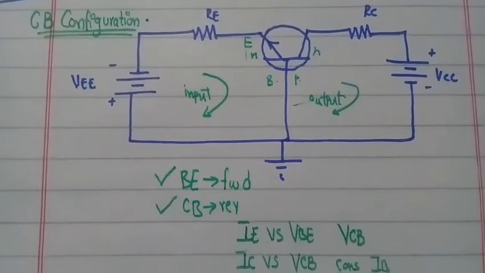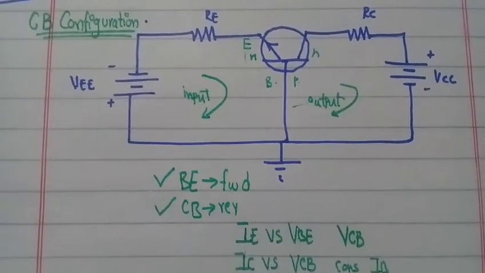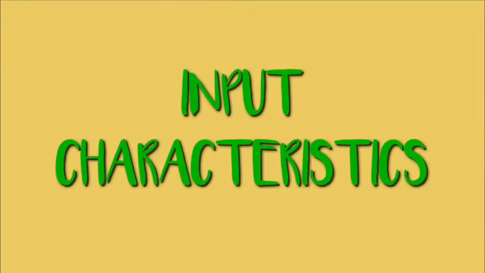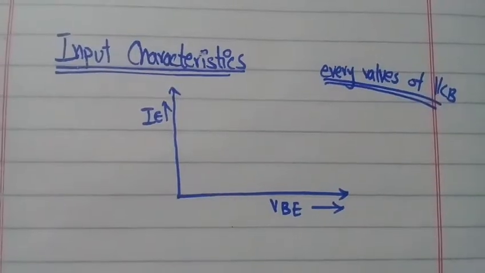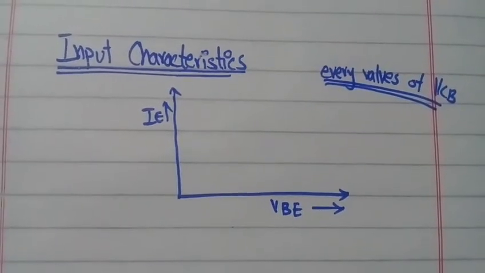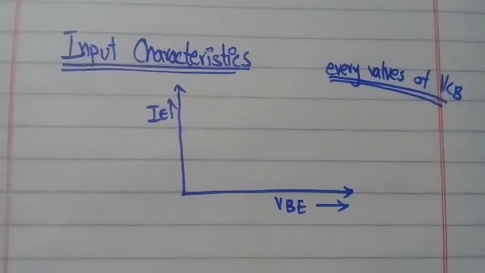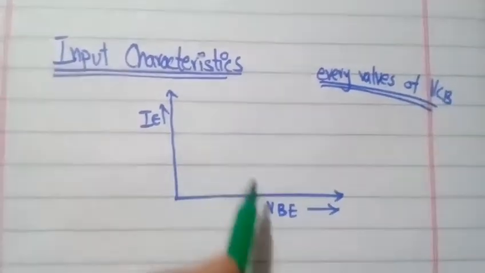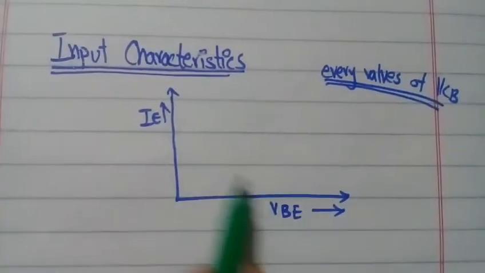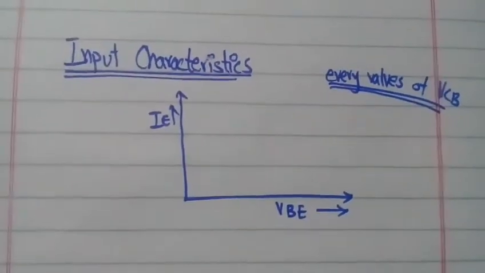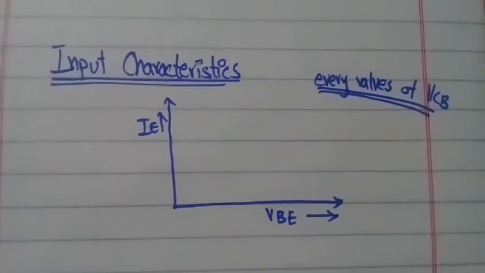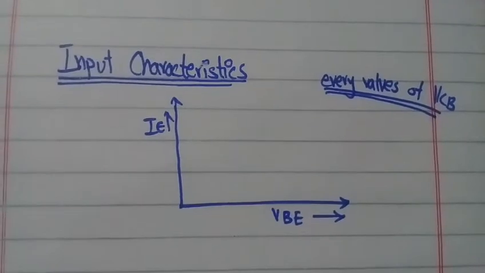So guys, first of all we draw its input characteristics. Here we will plot the input characteristics of common base configuration, which are drawn between IE versus VBE. VBE is on the x-axis and IE is on the y-axis. For every value of VCB, one line will be shown on the graph.